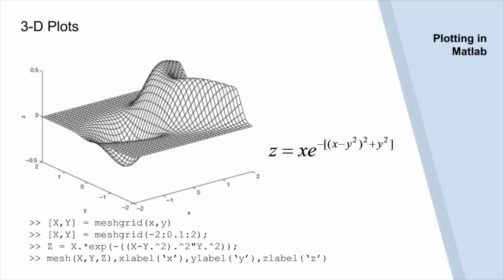After that we label the x-axis. Then we use the mesh function to plot the same on the created meshgrid. After plotting the mesh, as we can see the output here, we label the x-axis, the y-axis and the z-axis.